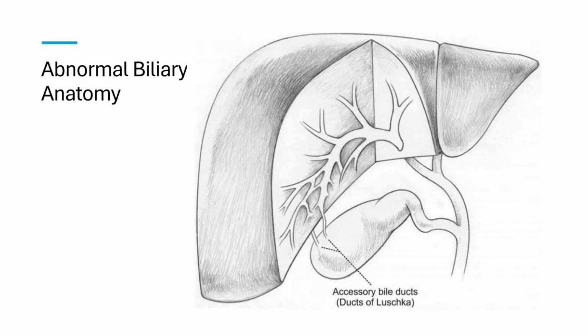Here's some abnormal biliary anatomy that's crucial for you to know. Right here, you can see some accessory bile ducts that are abnormal. Usually, you don't have ducts that come directly from the liver straight into the gallbladder, but it's important that you know in case you have a biliary leak. Those accessory ducts are called ducts of Luschka. Again, this is abnormal anatomy, and there are multiple variations of these ducts of Luschka, but it's important to keep those in mind when performing a laparoscopic cholecystectomy.